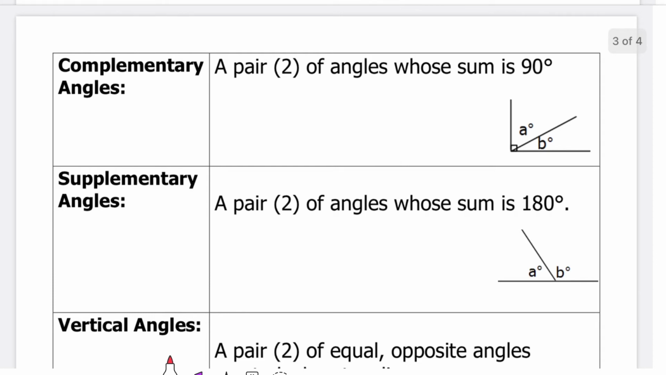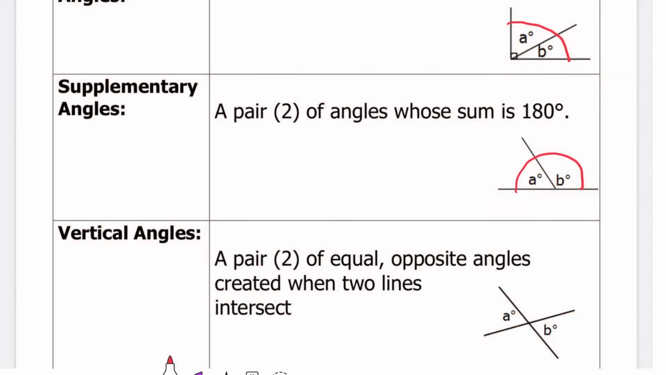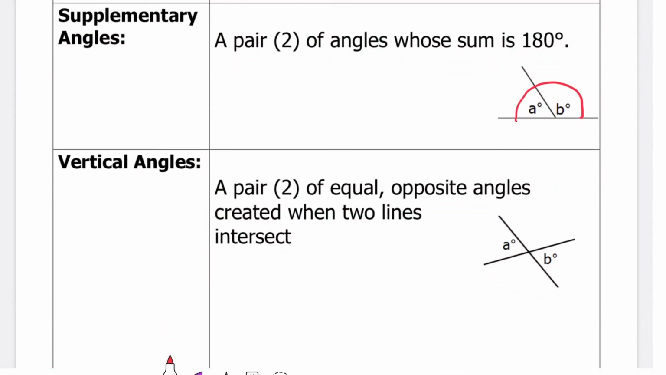So A and B in complementary here, those are complementary because they add to 90. And A and B down here add to 180. That's a straight line. And then finally, you have vertical angles, which is a pair of two equal opposite angles created when two lines intersect. So again, pause to copy down that definition and picture.